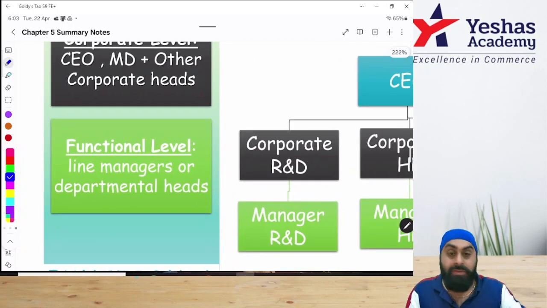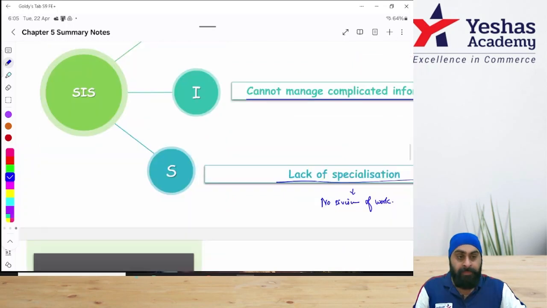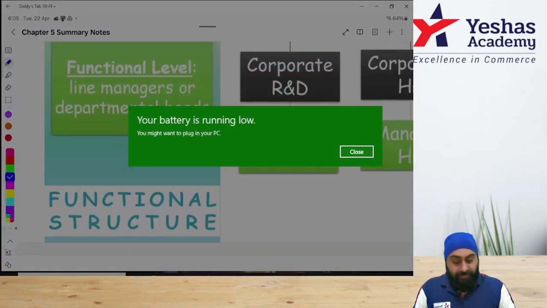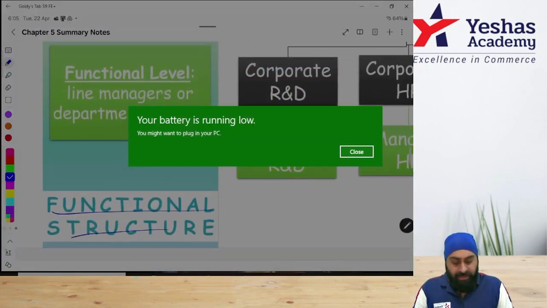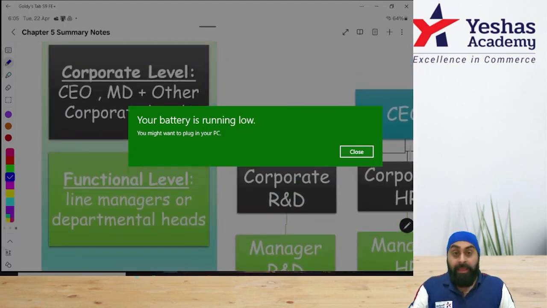Now, moving on to the next part. The second structure that we follow is called the functional structure. Now, what is a functional structure? There are two levels of management. How many levels of management? Sorry, guys.